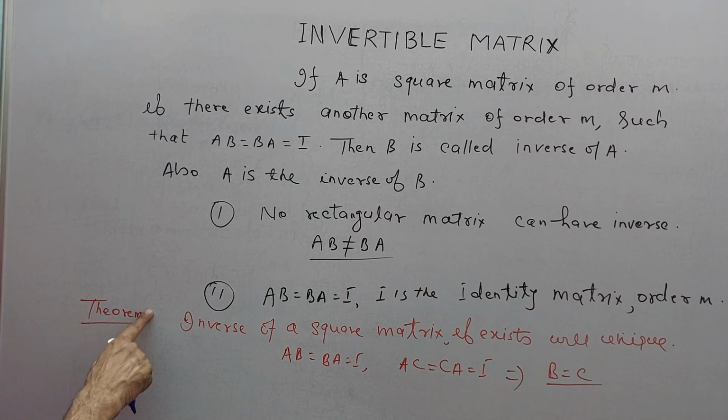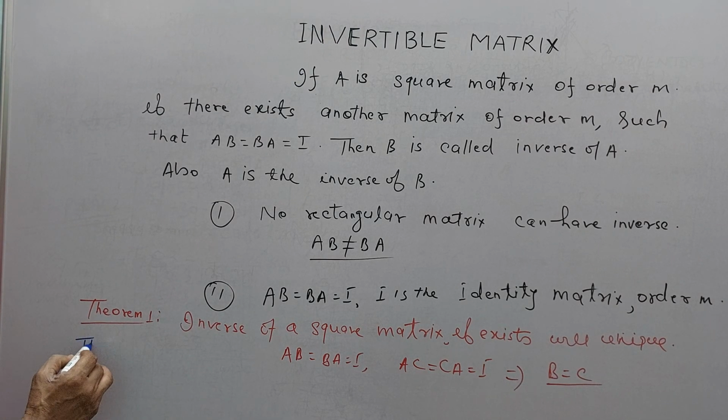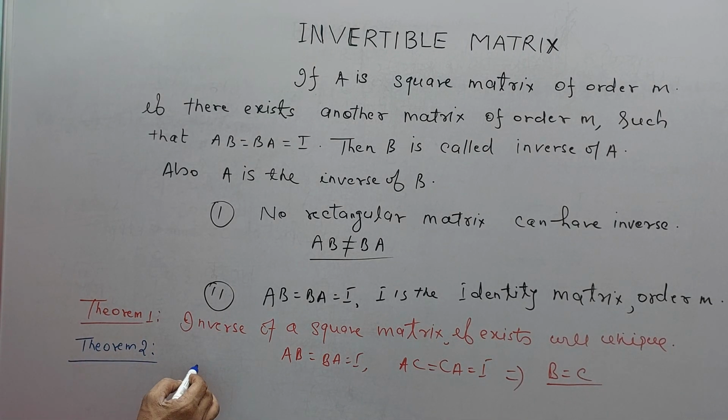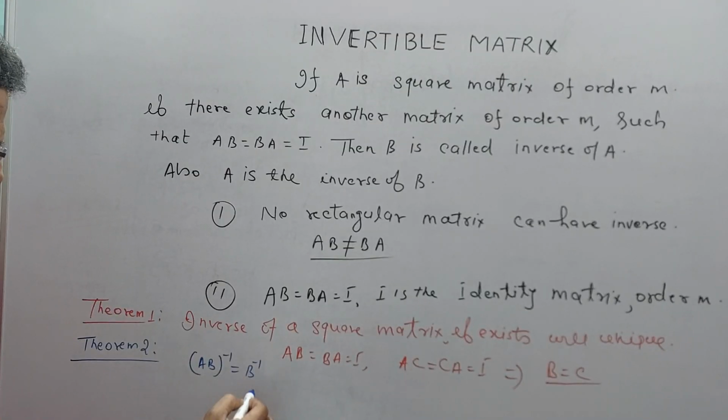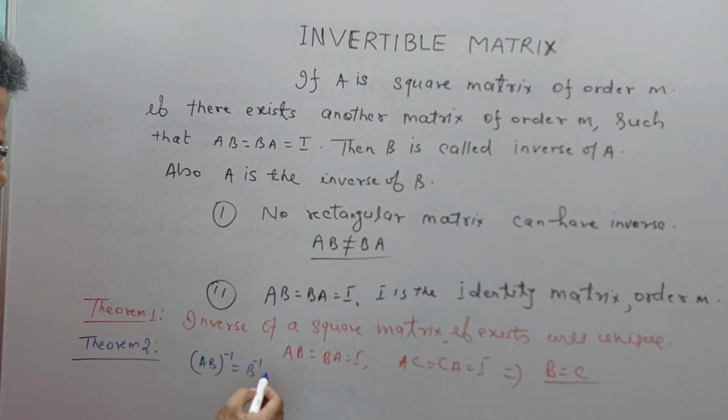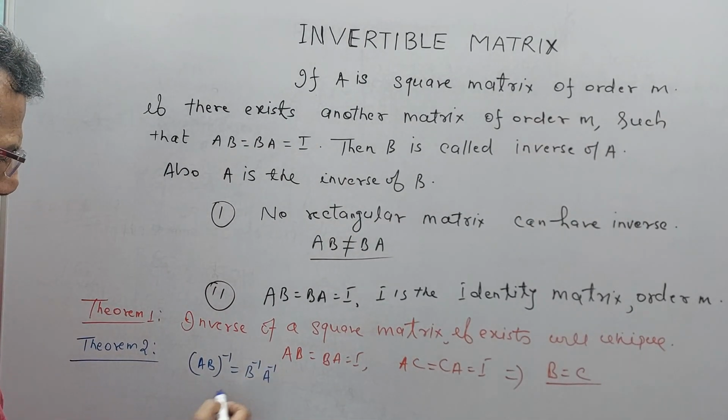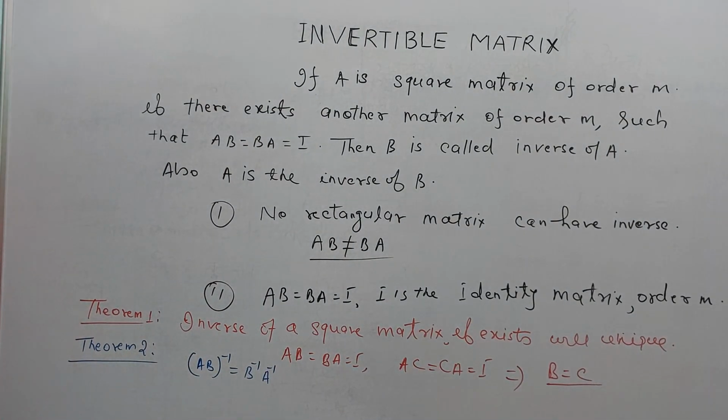Theorem number 2. This is our theorem number 1. Now theorem number 2 is a very important property. The inverse of the product of two matrices will be the product of the inverse of the matrix B and A taken in the reverse order. This is very important. It is only possible if A and B are invertible matrices.